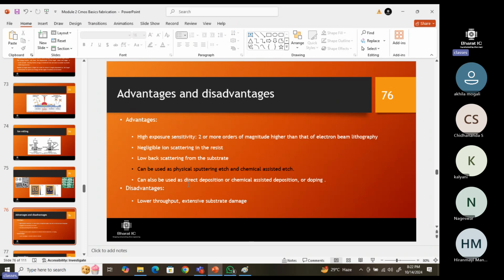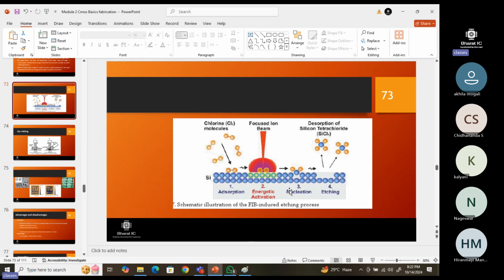It can also be used for direct deposition, chemical assisted deposition or doping. The ion beam can directly deposit on the wafer, or it can be assisted with a chemical also. In the diagram we see, this is the chemical assisted. Sometimes it is gas assisted, sometimes it is direct, depending upon the technology process.